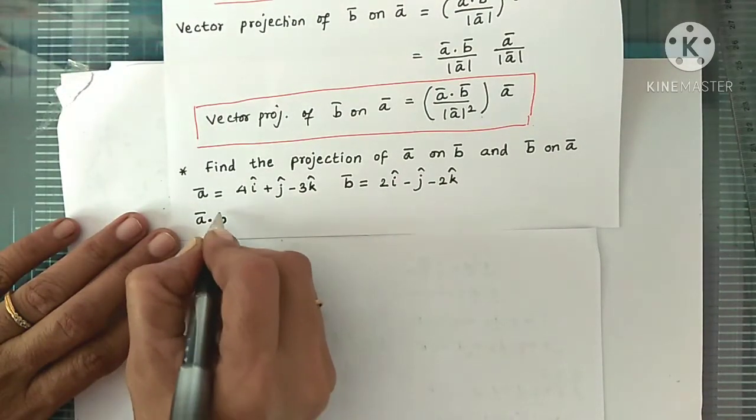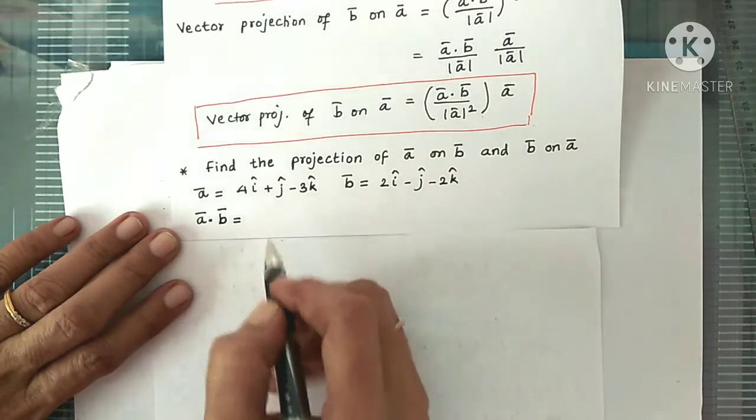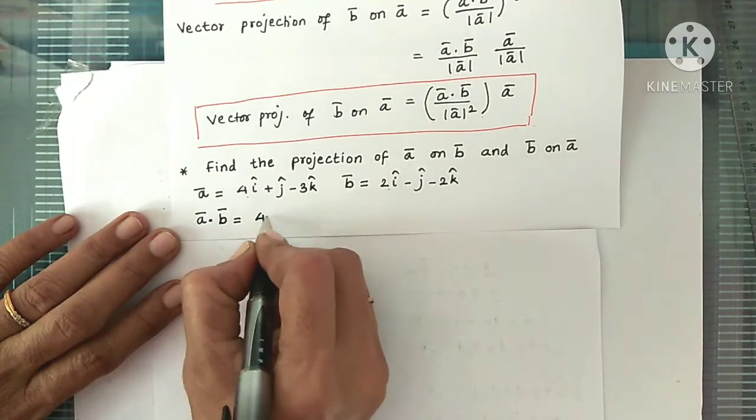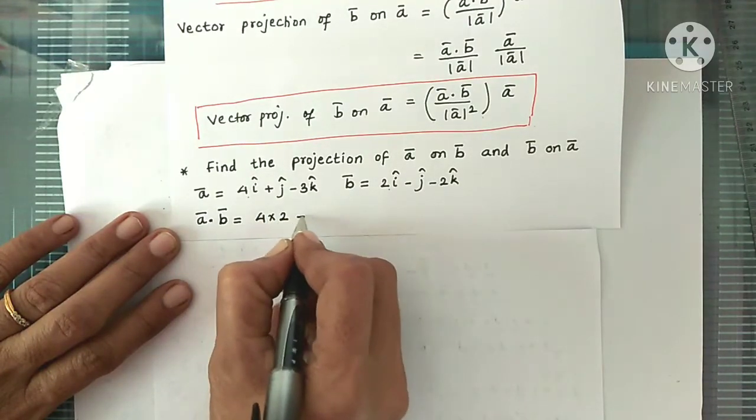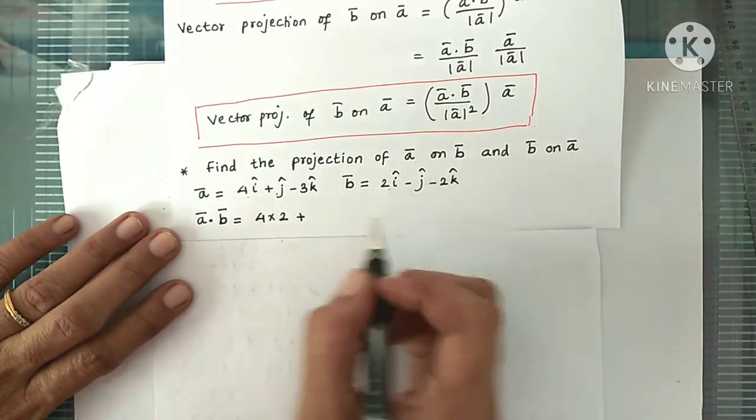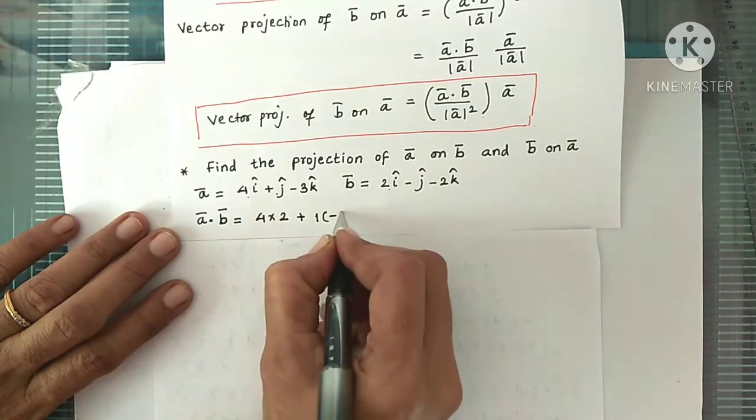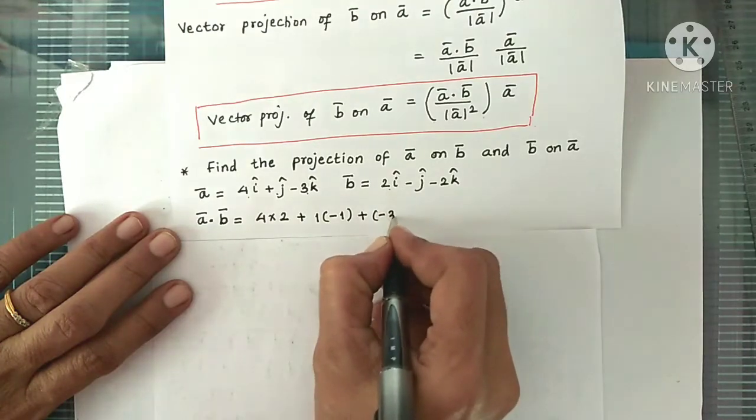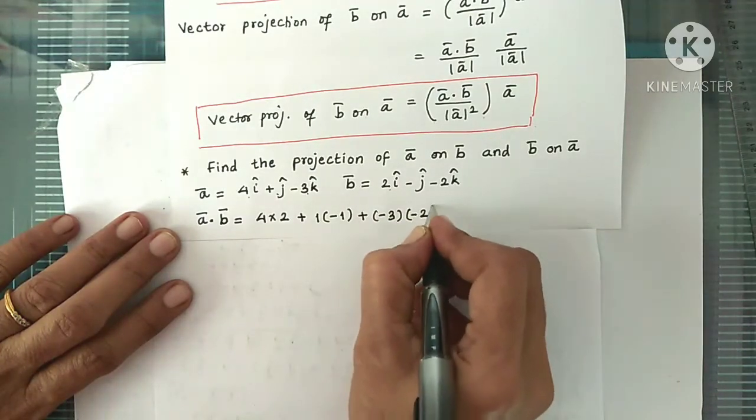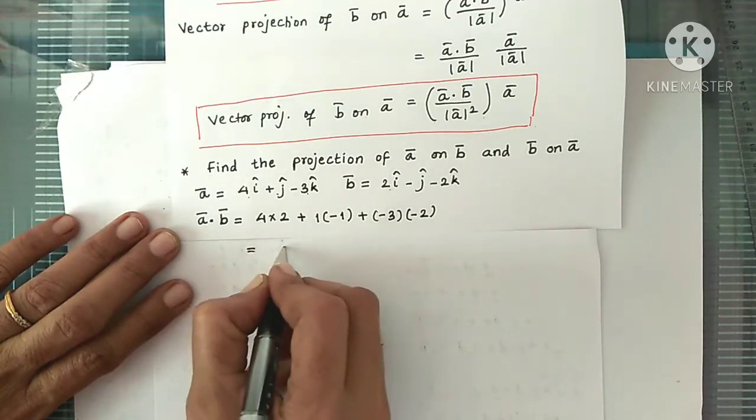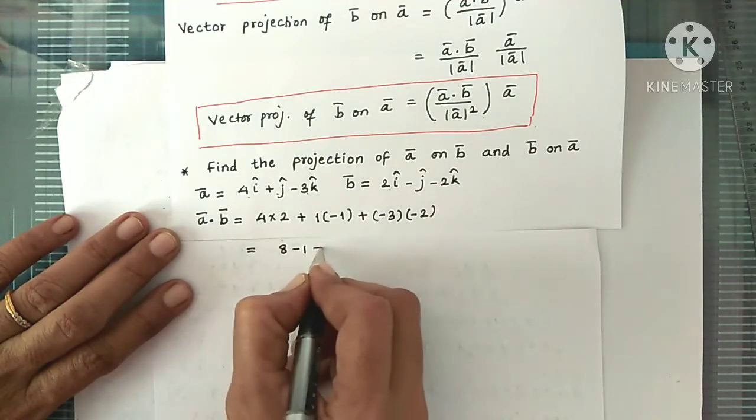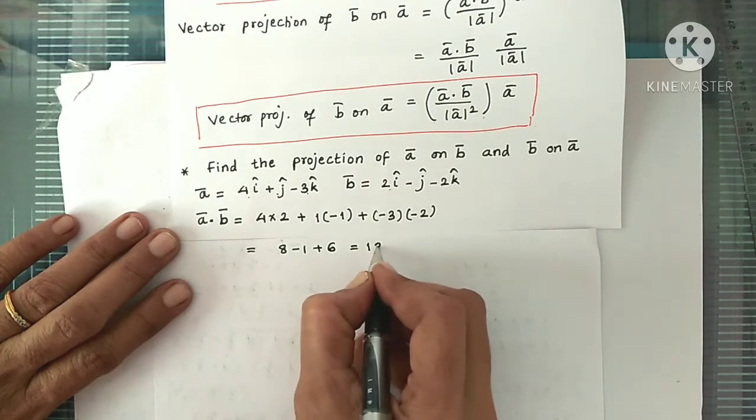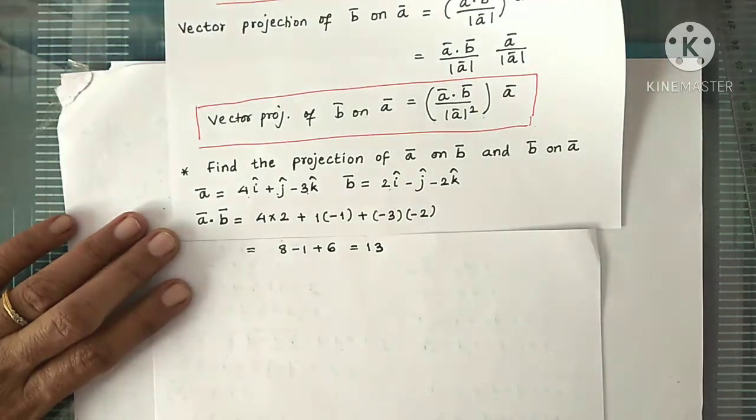So A bar dot B bar is equal to, coefficients of i cap are 4 and 2, so their product, plus product of coefficients of j cap, 1 and minus 1, plus coefficients of k cap, minus 3 and minus 2. So that is equal to 8 minus 1 plus 6. So that is 13. So we have A bar dot B bar.